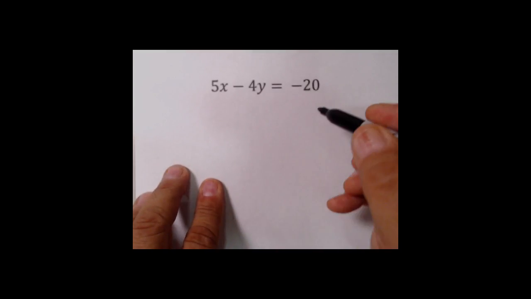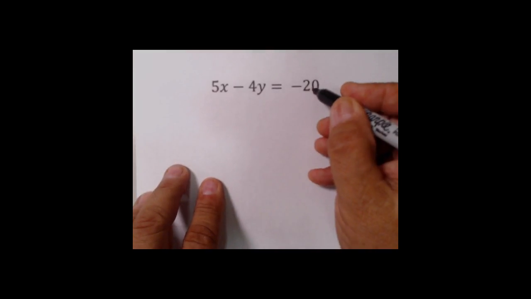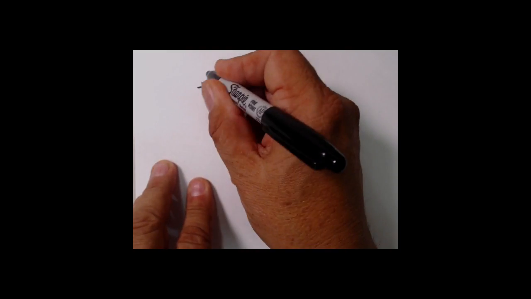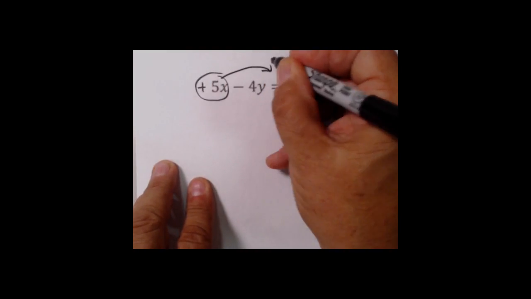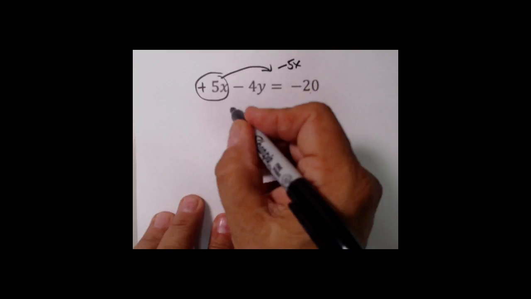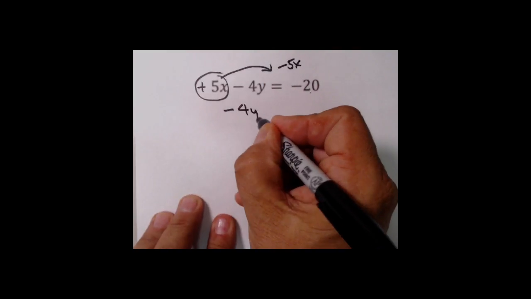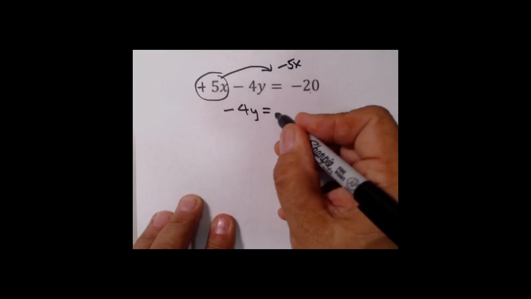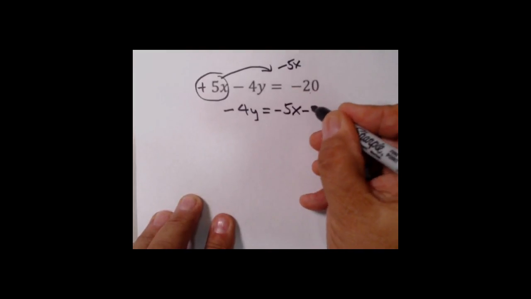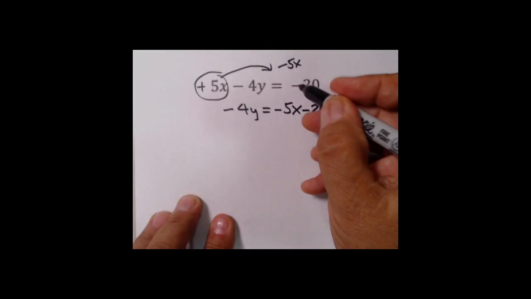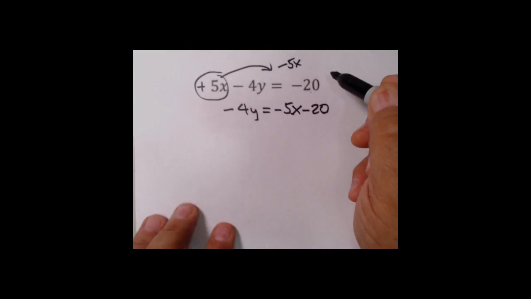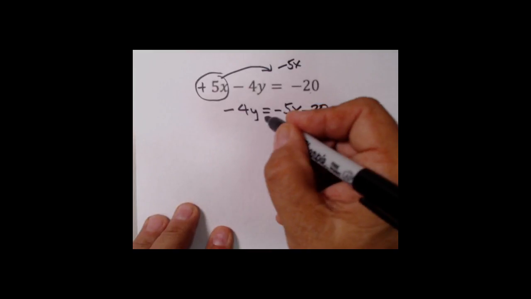So here's what we have to do. We have to first solve this thing for y equals. The first thing to do is take the plus x, jump it over to the other side where it becomes minus 5x. So I've now got negative 4y equals negative 5x minus 20. Minus 20 was here, the 5x came over as minus, and minus 4y. That looks good.